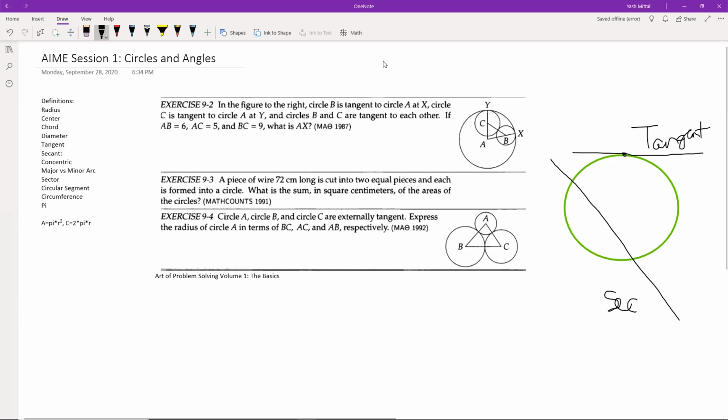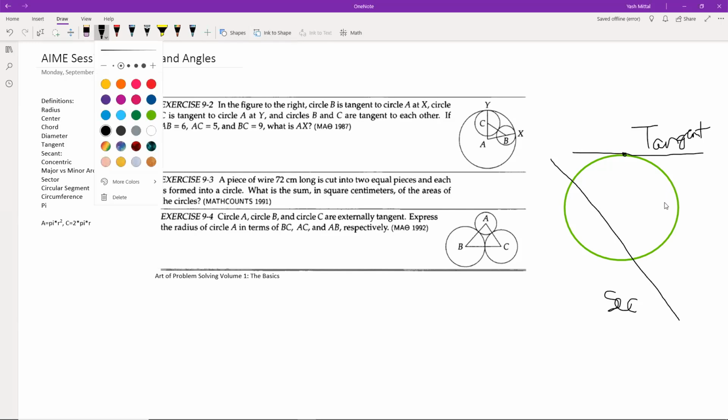Okay, so a secant is more general. It's a more general term than a chord. A chord is essentially just, let me draw it out really quickly, any line drawn between 2 points on a circle.